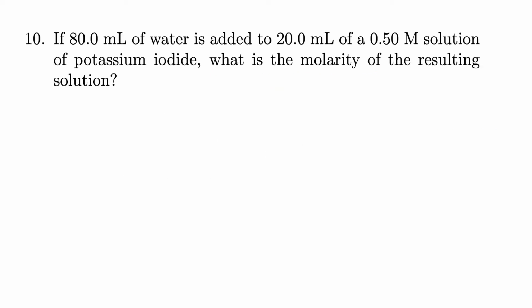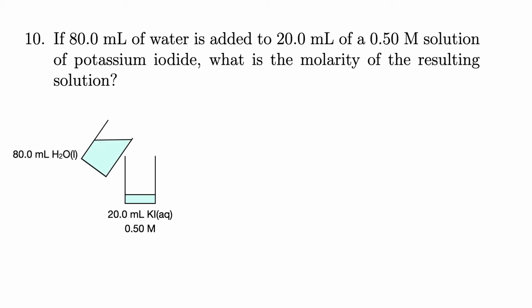Okay, so problem 10. If 80.0 milliliters of water is added to 20.0 milliliters of a 0.50 molar solution of potassium iodide, what is the molarity of the resulting solution? So we're starting with 20 milliliters of 0.50 molar potassium iodide, and then we're adding to this 80 milliliters of water. And so what we're going to end up with is 100 milliliters of a more dilute solution with an unknown concentration, and so we want to work out the concentration of that more dilute solution that we made.